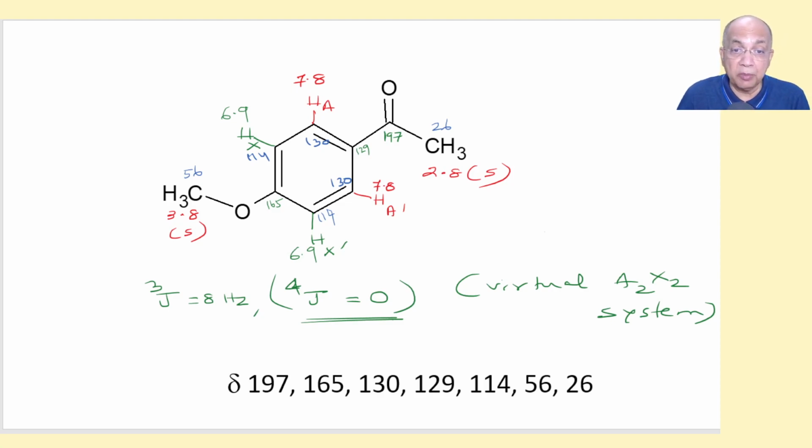So J5, it's not J4. I have wrongly written J5 here, because this is J3 and there is no proton here. 1, 2, 3, 4, 5. J5 is 0 here. It is an A2X2 system. But since J5 is 0, you are getting a doublet of each type. So I have assigned the carbon resonances.